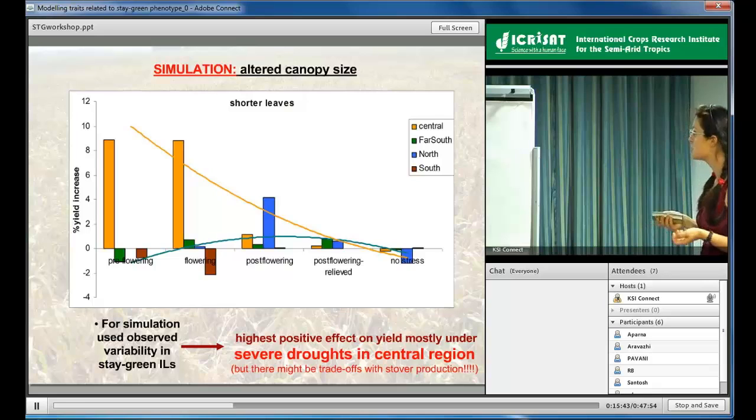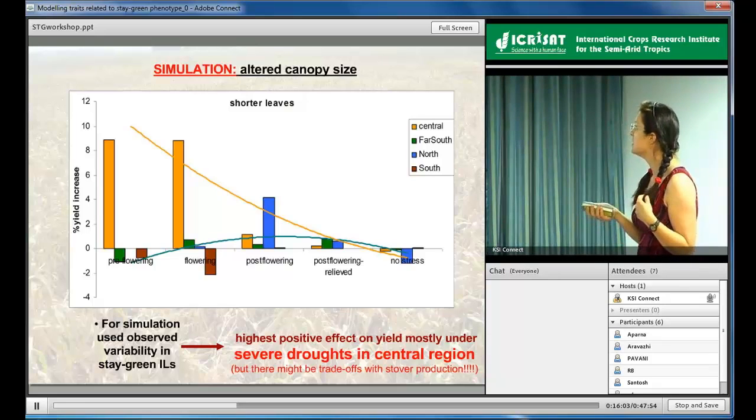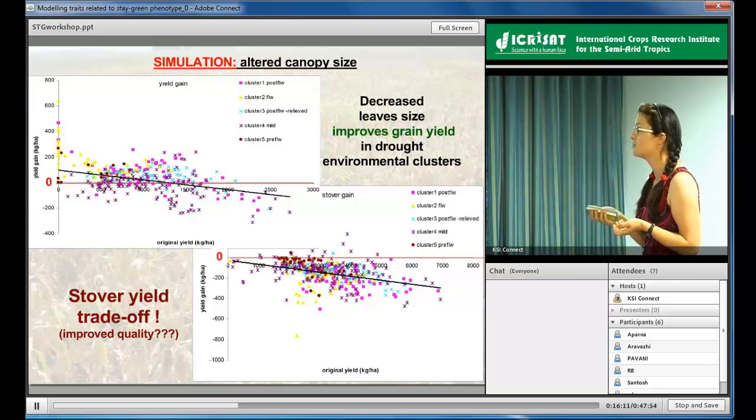So according to this graph, this trait would be most beneficial in the production core of the Rabi sorghum tract. Again, if I show you the same, only visualized in a different way, you see that in the worst stress scenarios our crop production will benefit from introduction of this trait. But there will definitely be a trade-off with the stover yield quantities.